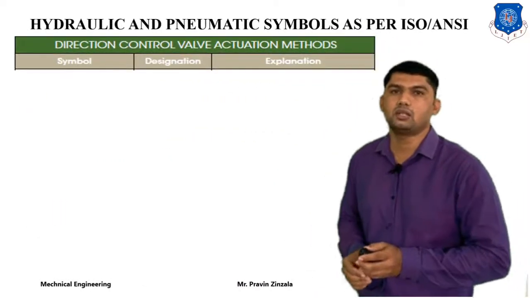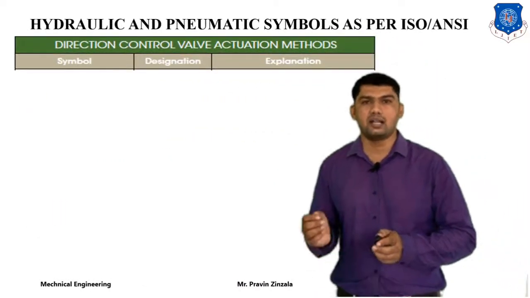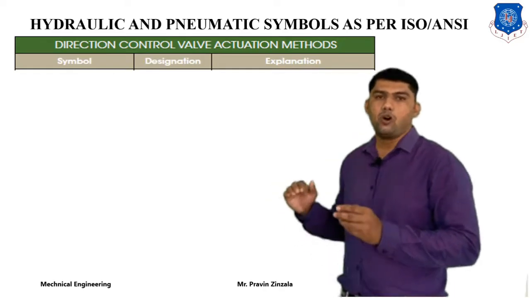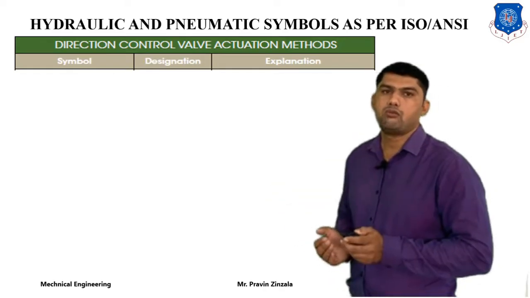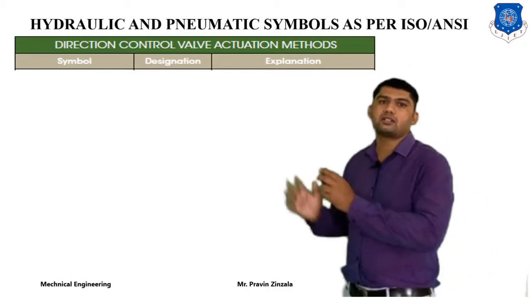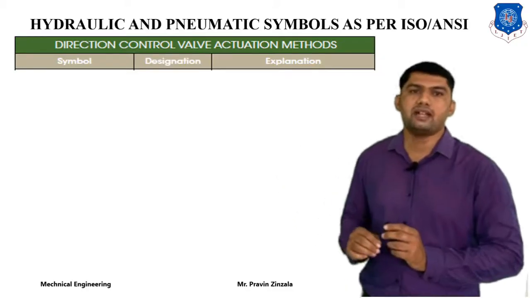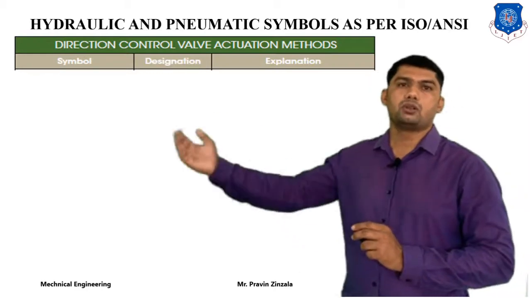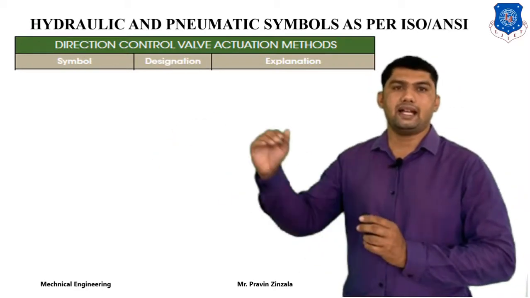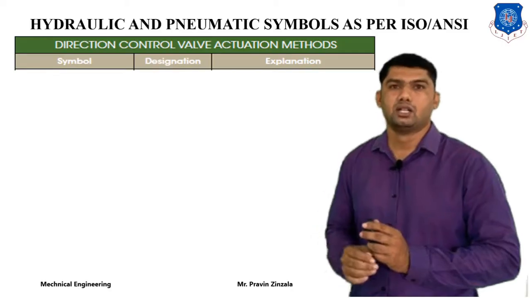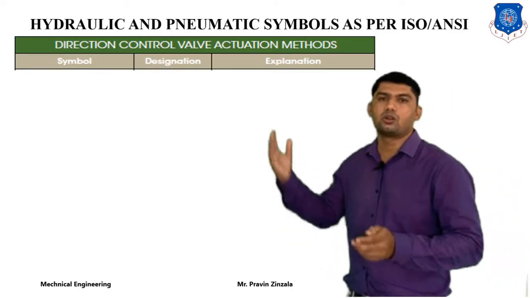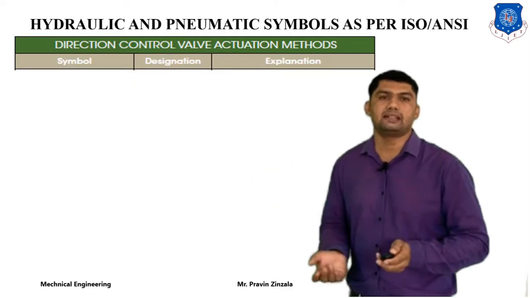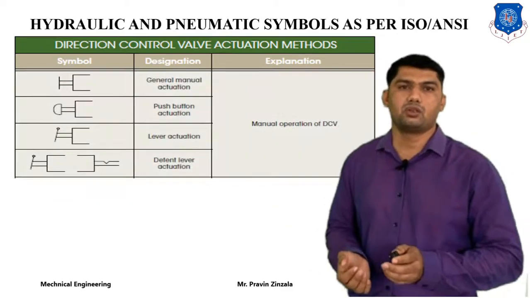Now we will discuss the direction control valve actuation methods, meaning how to operate the direction control valve. First of all, the function of the direction control valve is to direct the hydraulic fluid to a particular cylinder for extension and retraction. So this is the function of the direction control valve. And how can we operate it? There are basically three methods of operating a direction control valve.